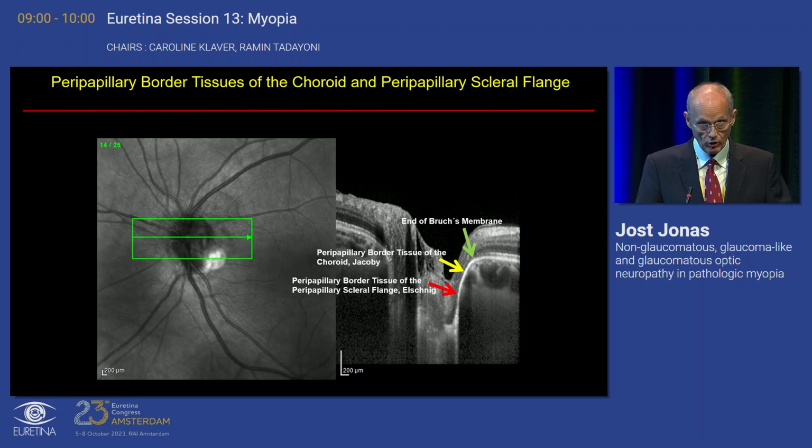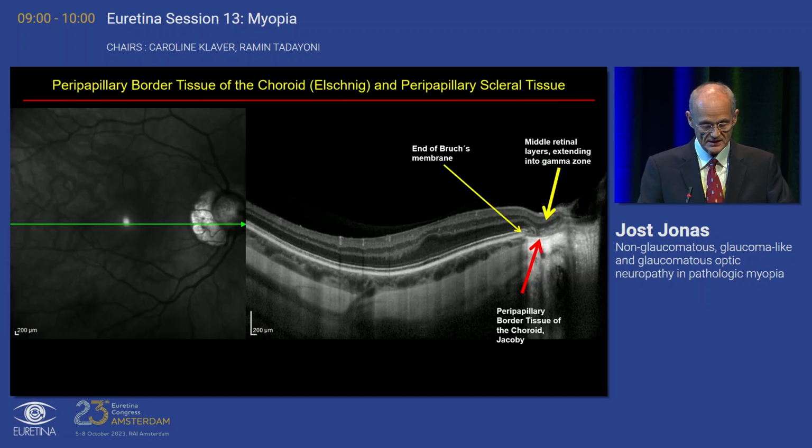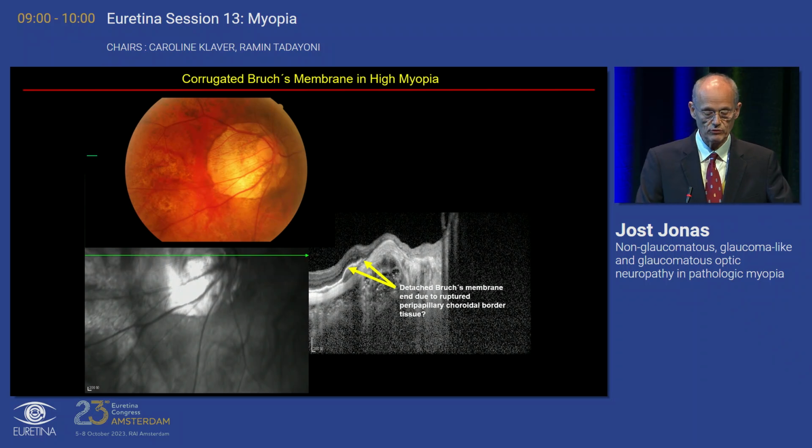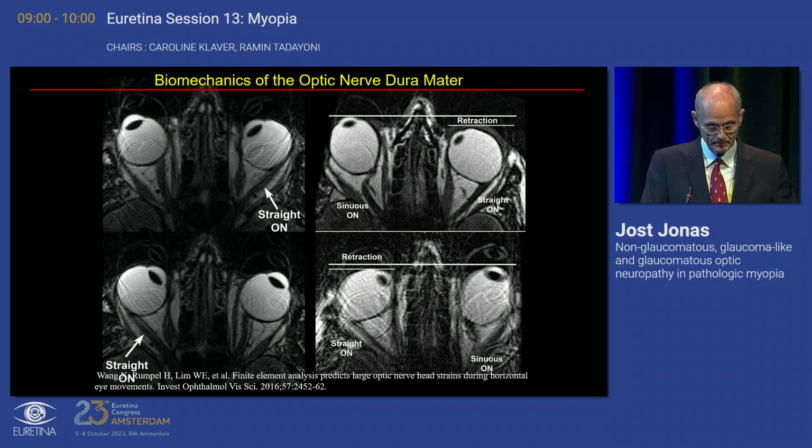The border tissue can also be seen by simple OCT technology. And the border tissue is elongated in eyes with gamma zone, in particular in highly myopic eyes, which may be another reason for an increased glaucoma prevalence. If the border tissue ruptures, one may perhaps get this corrugation of Bruch's membrane.